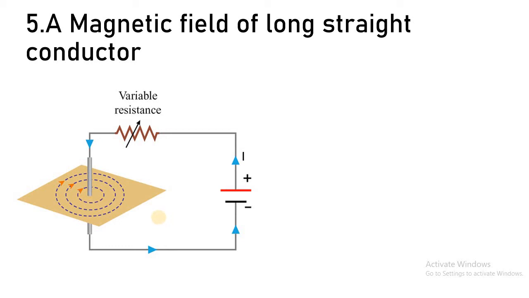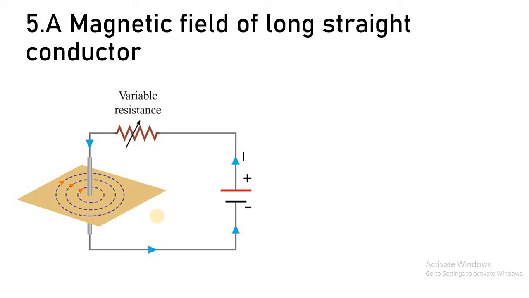Now these particular circles are having which direction? Clockwise or anti-clockwise? Clockwise. Why clockwise direction we are getting? Because current is in downward direction. Downward direction. Very good. Because the current is flowing in downward direction, so the magnetic field which is established around the conductor is in clockwise direction.